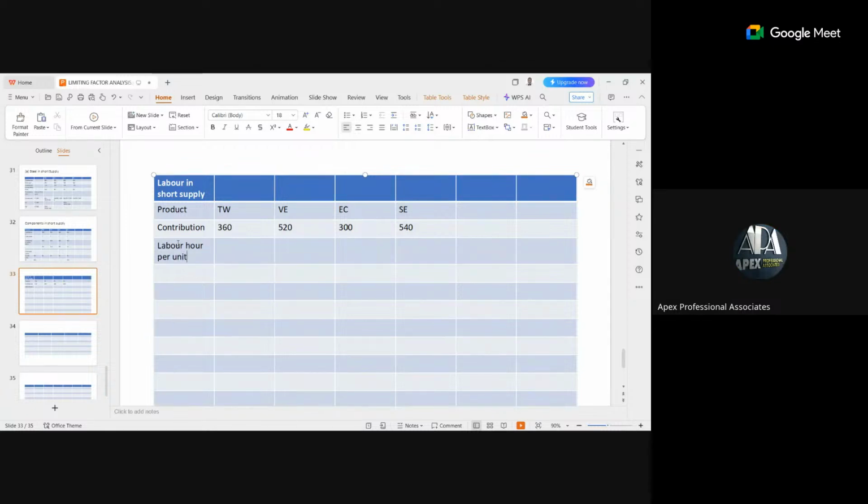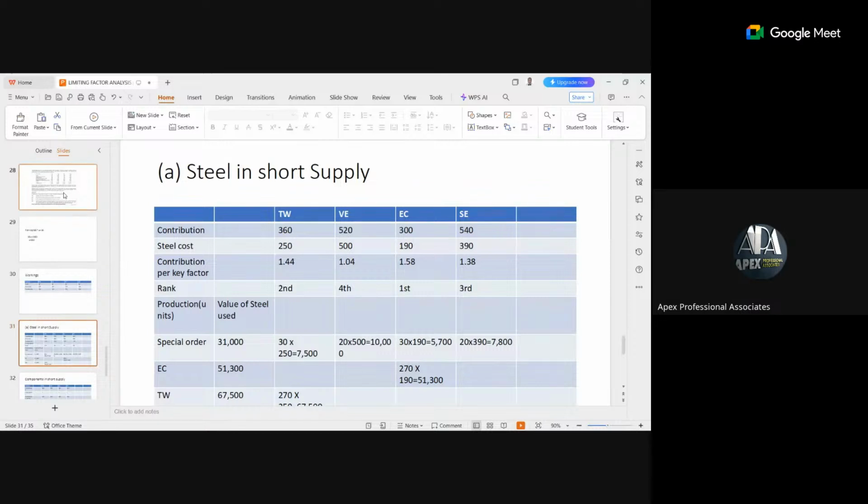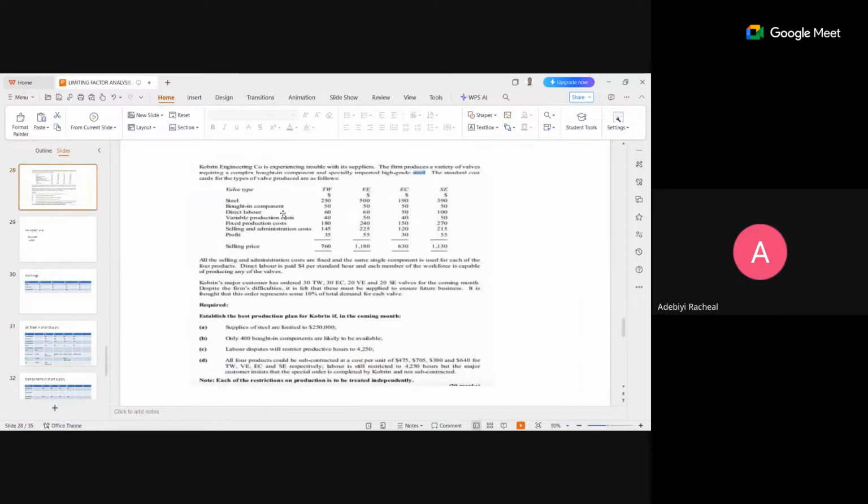All right, let me just quickly go back to the question to explain to others. So for TW, direct labor is what? 16 naira. How much are you spending in 1 hour? It's 4 naira. 50 divided by 4. For VE, 60 divided by 4. For EC, 50 divided by 4. For SE, 50 divided by 4. Take note.